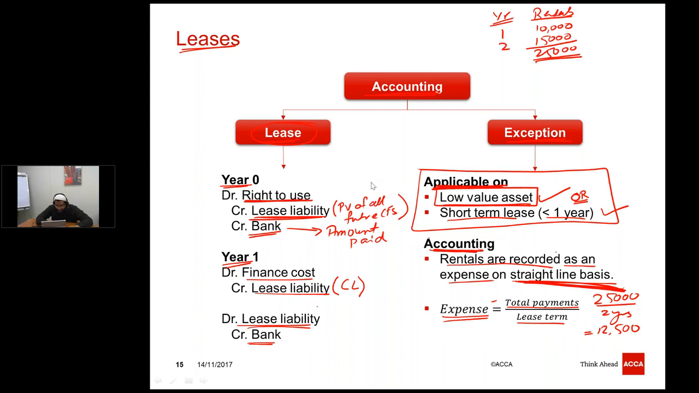Yes, Simran, it is unwinding. Okay, so right to use is the total of bank and the lease liability. So I can say this is a type of a balancing figure, the sum of the lease liability and the bank.